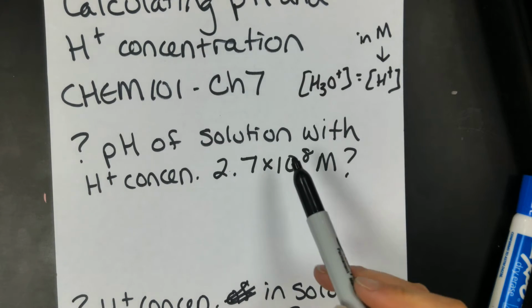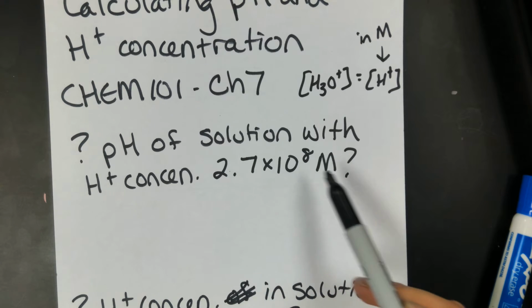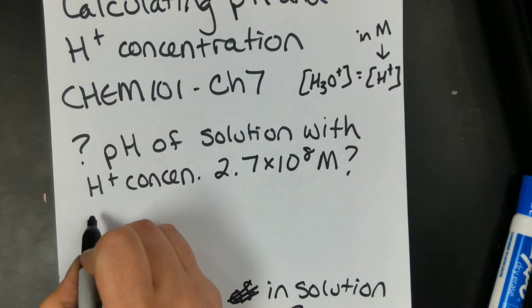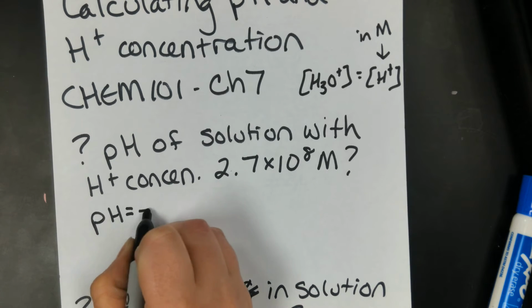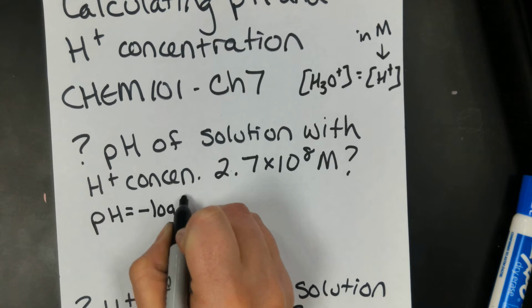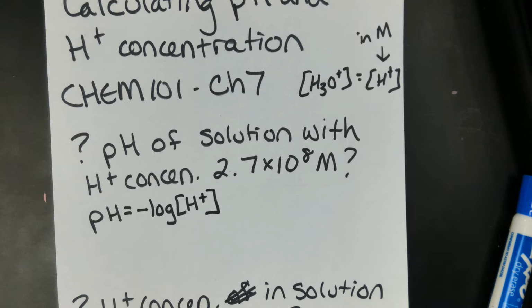So, what is the pH of a solution with an H+ concentration of 2.7 times 10 to the negative 8 molarity? Things to know about pH: pH is equal to the negative log of the concentration of the H+ ions, right?